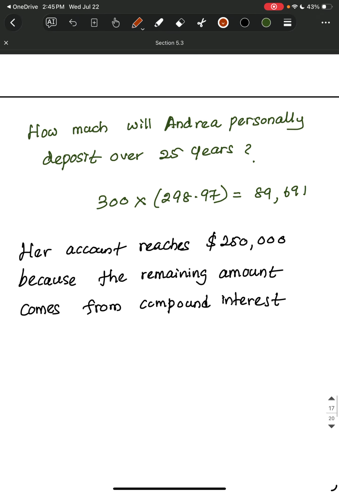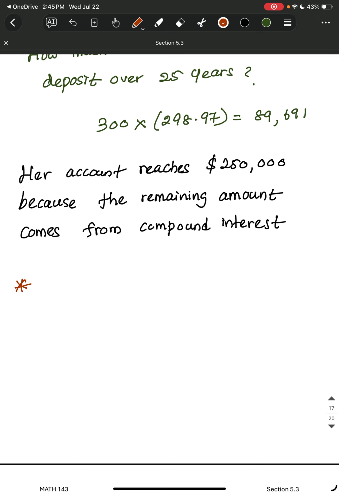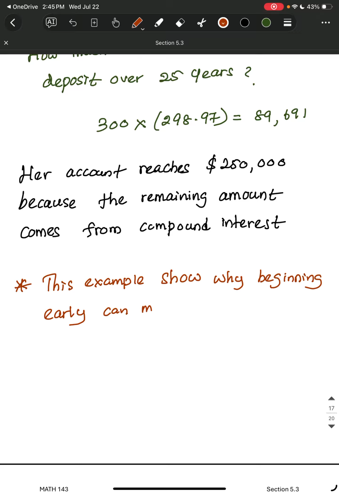The special thing here is that this example shows why beginning early can make a major difference. Right?